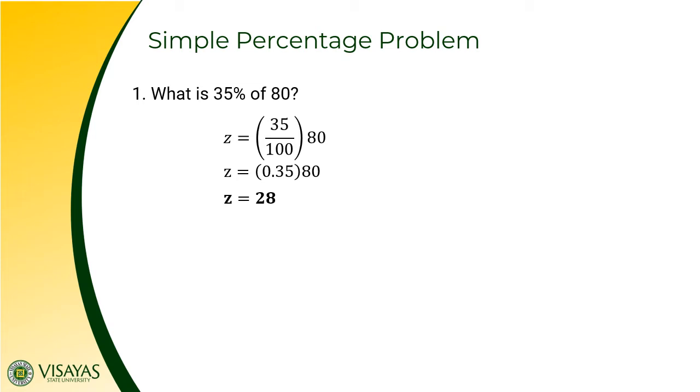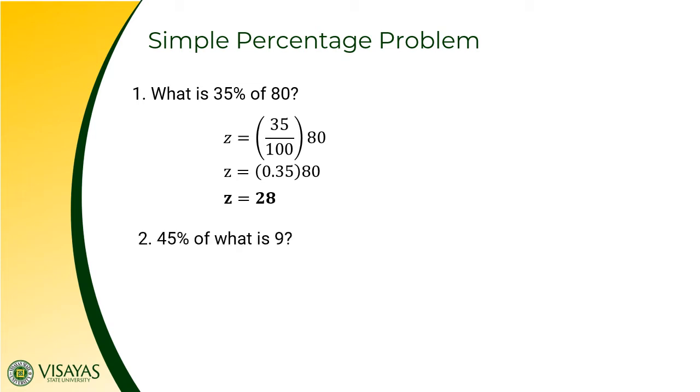Meaning to say, 35% of 80 is 28. Because this problem is actually a very simple percentage problem. I hope you understand and nahabol yung process, yung discussion at saka explanation. But I know for sure na you are already familiar with this because this is a very simple percentage problem.